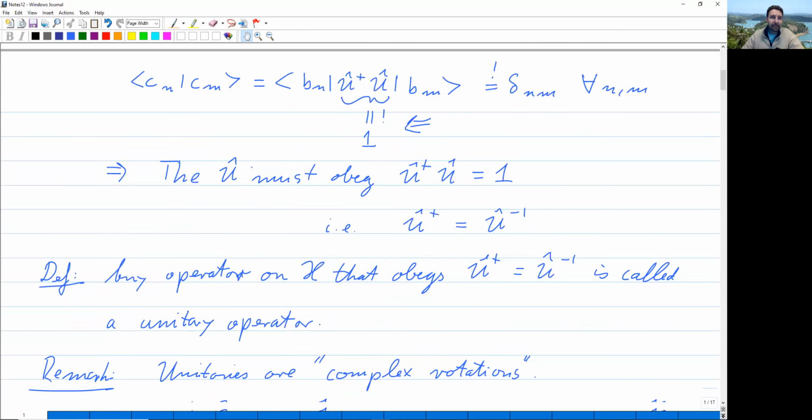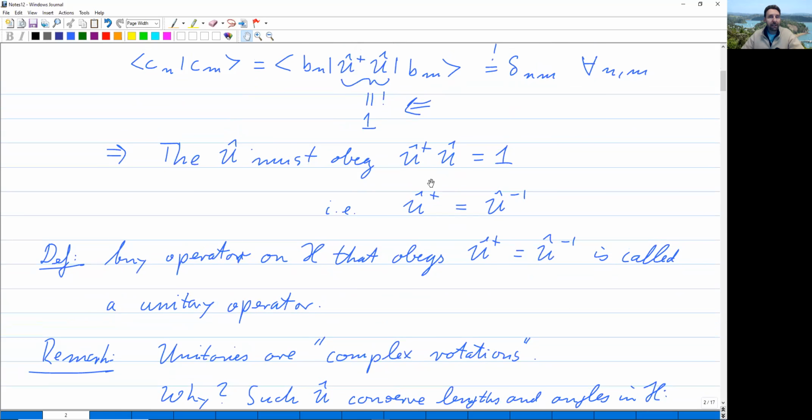So the fact that we require that the map U hat conserves the inner product between the basis vectors, namely the length and orthogonality, translates into the condition that this linear map U hat must obey the equation U hat dagger U hat equal to the identity map. If we multiply this equation from the right with U hat inverse, we obtain that the condition on U hat is that U hat dagger is U hat inverse.